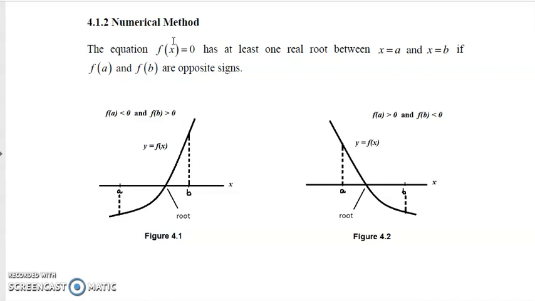The second method to solve for x is the numerical method, using opposite signs or changing signs. As an example, you are given this graph, this curve. We have one root here. I hope you can see it from here. If you substitute the value of a, the left-hand side, into our function, and then b, there will be a change of sign, and it will behave in the same way here.